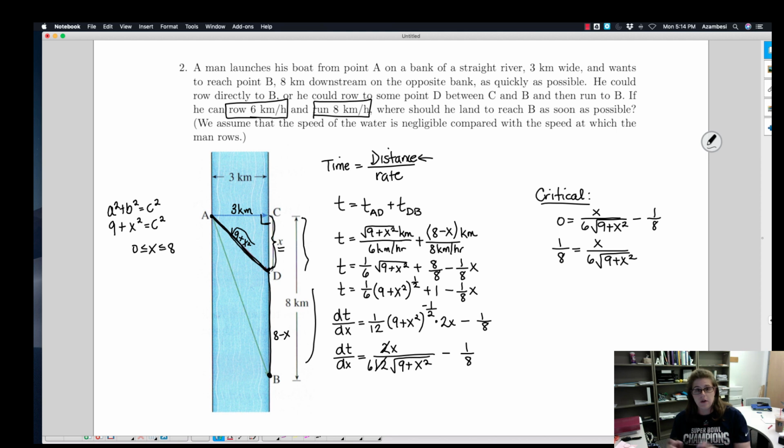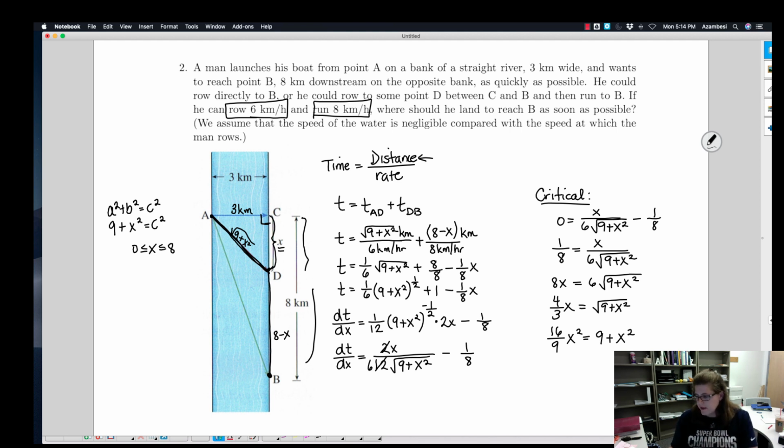And then I'm going to cross multiply in order to solve. So 8x is equal to 6 times the square root of 9 plus x squared. In order to solve, I need to bring everything but the square root to one side so that I can square both sides and cancel that square root. So dividing through by 6, I end up with 4/3 x equal to the square root of 9 plus x squared. And squaring both sides, I end up with 16/9 x squared equal to 9 plus x squared.